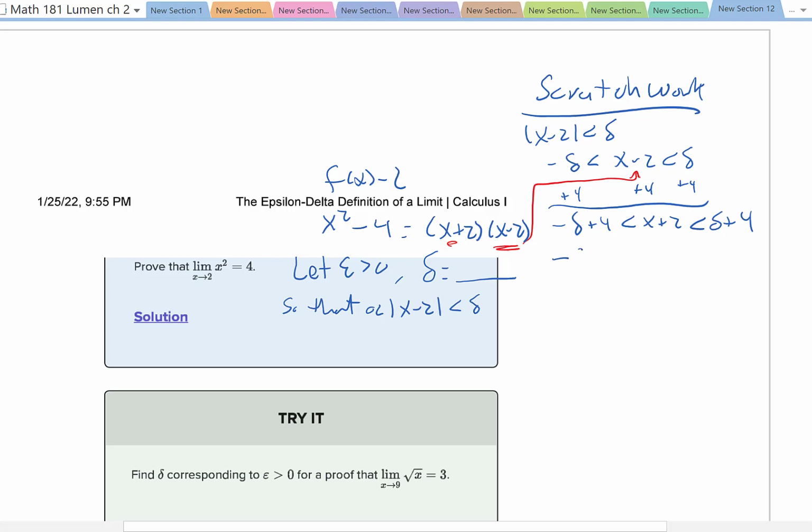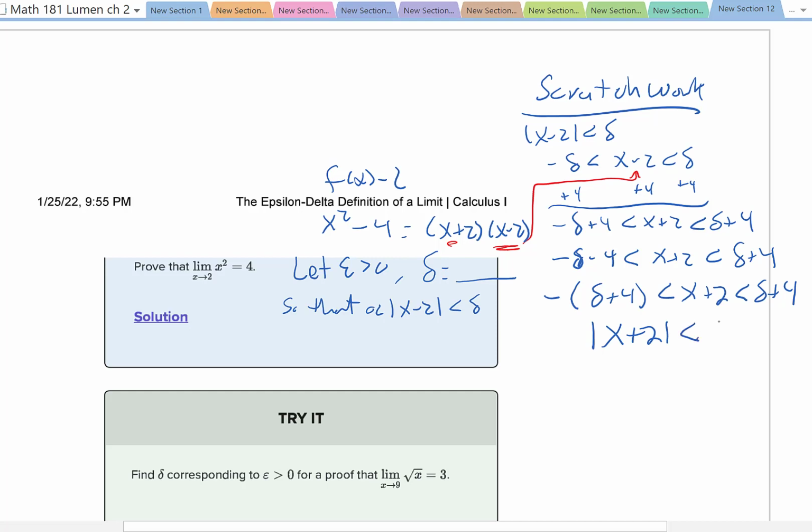If I said that was negative delta minus 4, it's still going to hold true because it's down by now 8 units further, which is smaller than what we had before. And the strategy there is the following. I can factor out the negative, and I have negative of delta plus 4 is less than x plus 2, less than delta plus 4. So we end up with the absolute value of x plus 2 is less than delta plus 4.